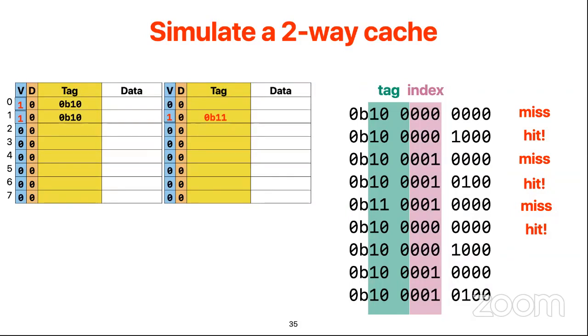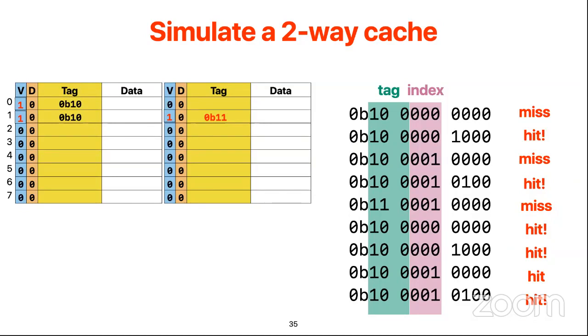Okay. How about the next one, hit or miss? Hit, for the same exact reason. Okay. How about the next one? Let's see. We look at index 1, and the first block in the set matches the tag, so it's a hit. If you keep going, you will figure out this two-way cache configuration actually gives us a better hit rate, right? Thanks, David. In this way, you know how to simulate a two-way cache.